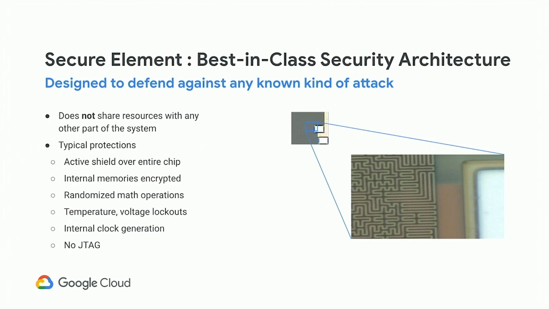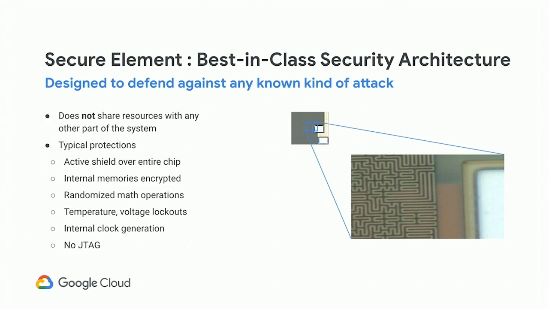So those devices typically have an active shield on the top. You can see that in that picture, where basically there's no physical access to the device itself. If you were to get access to the device physically, you would not be able to get to the circuits. So those circuits are active shields, which prevent access to the underlying logic.